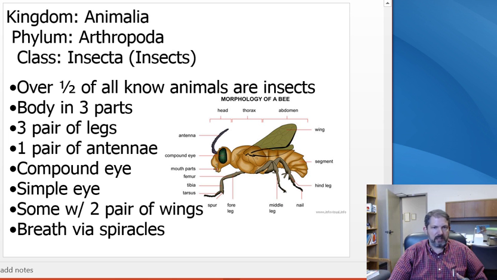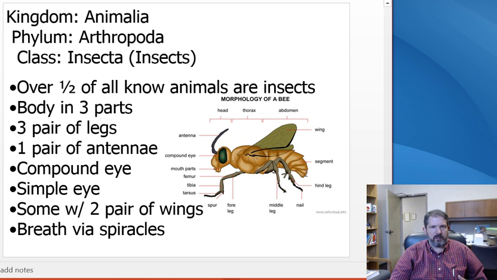Usually has wings, usually has antennae, 3 pairs of legs, so 6 total legs. A compound eye, which has all these little tiny pieces to it, and a simple eye, in that the lens just focuses at one distance. Some have 2 pairs of wings, some have 1 pair of wings.